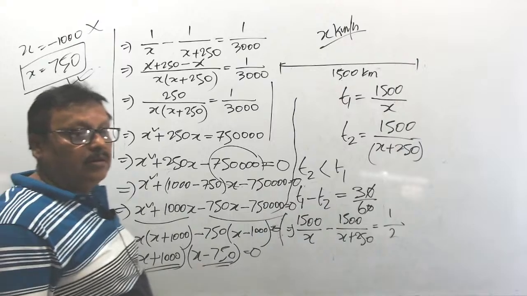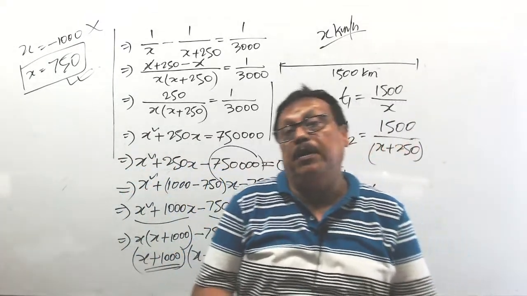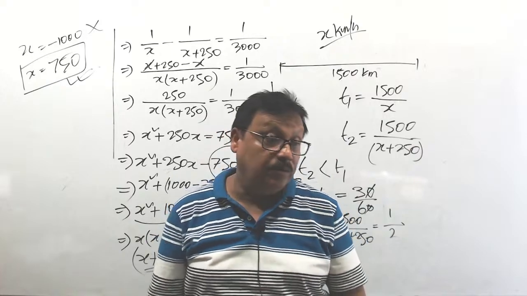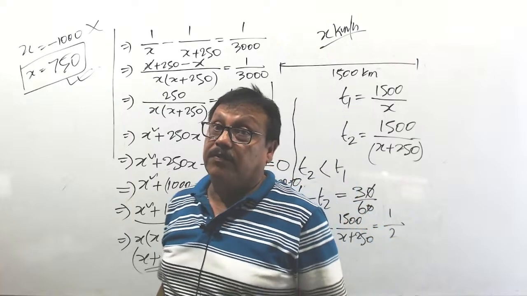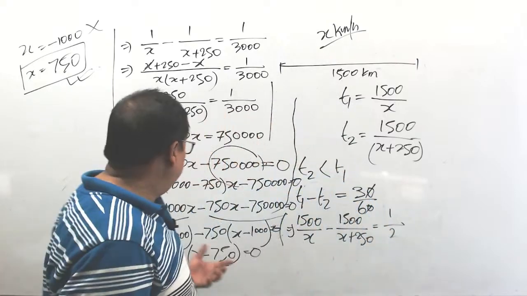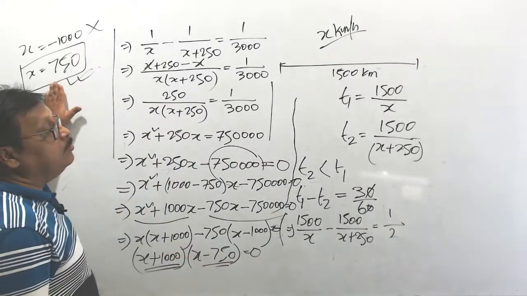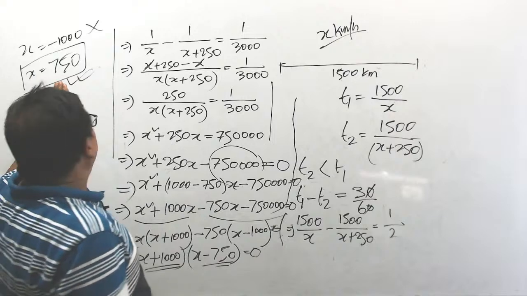So 750, yes or no? Correct. 750 kilometer per hour. Understood? The flight will fly at this speed. 750 kilometer per hour is the usual speed, but he increased it.